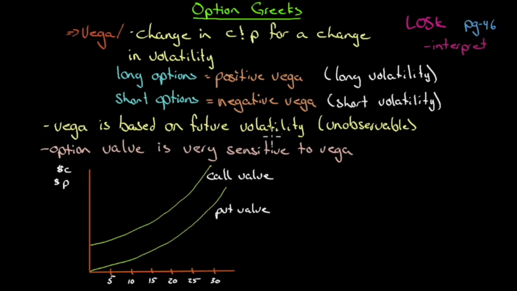Vega is based on future volatility, which is unobservable. And option values are very sensitive to Vega. So if we look at calls and puts, and here's volatility, 5%, 10, 15, 20, 25, the value, the premiums on these things explode nicely.